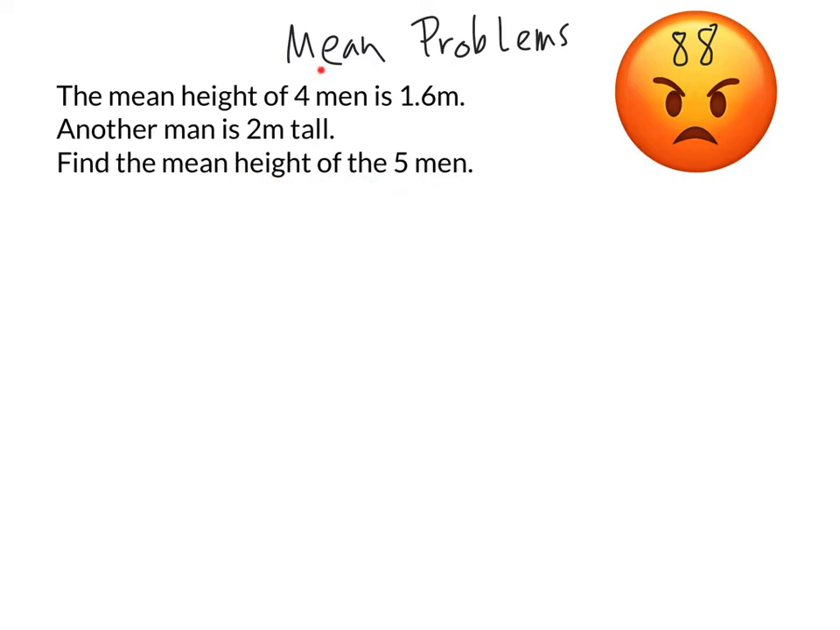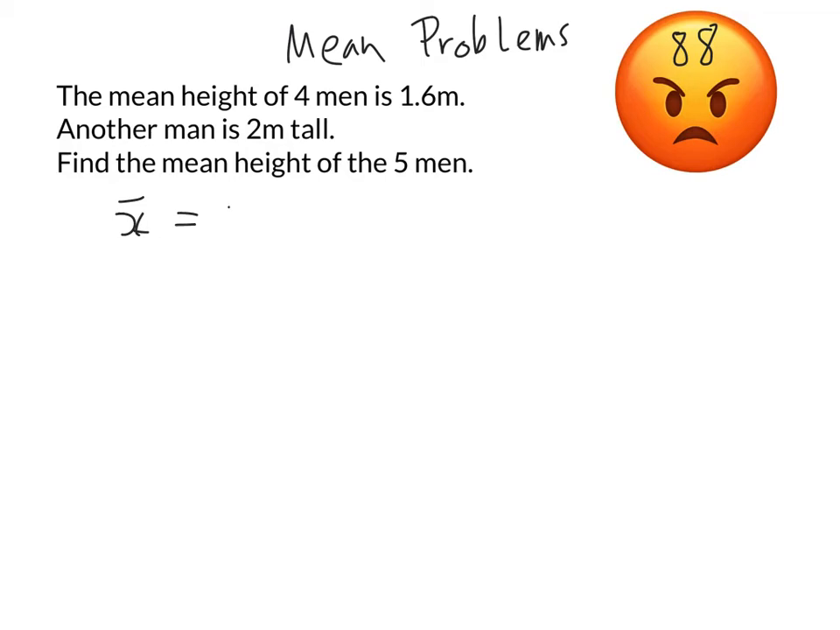So let's just work with what we've got first of all. It's not obvious how you do this question, so let's just break it down a little bit. The mean height of 4 men is 1.6 metres. Think about what that means. Let's call the mean x bar. That just stands for the mean.